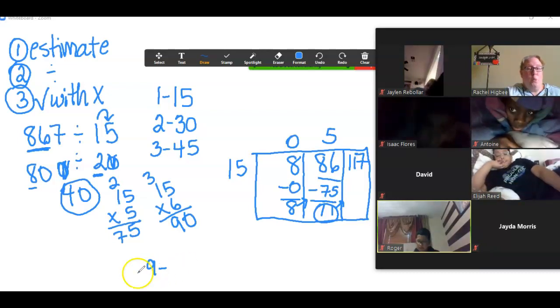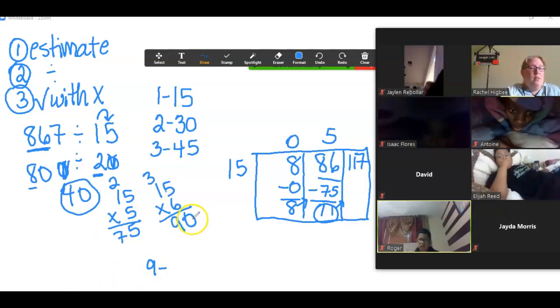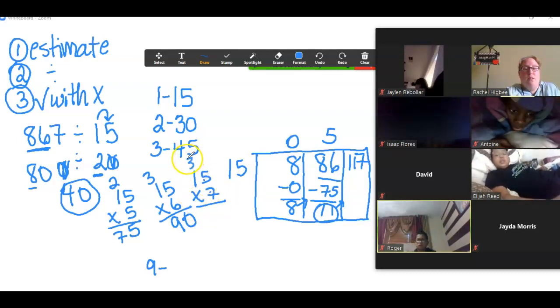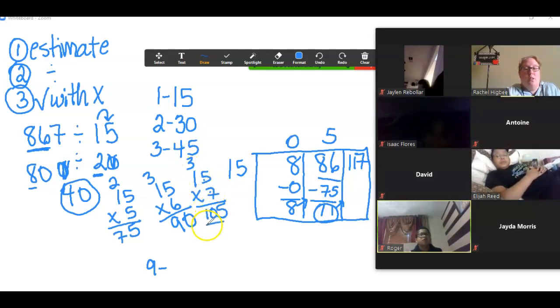Hmm. Well, I know from this work that 15 times 6 is 90. Do you think that's enough, or do we need to have another group? Okay, so let's try 15 times 7. 7 times 5 is 35. 7 times 1 is 7, plus 3 is 10, so that's 105.